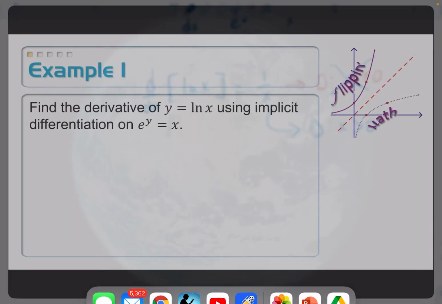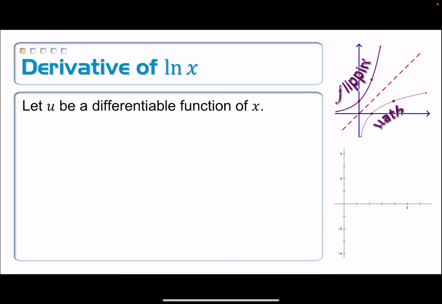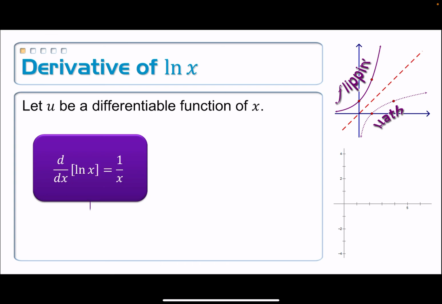Okay, let's come back over here and make this thing look real nice and pretty. The derivative of the natural log of x: let u be a differentiable function of x. So here's the derivative rule that we just derived. The derivative with respect to x of the natural log of x is just simply 1 over x, where x is greater than 0.